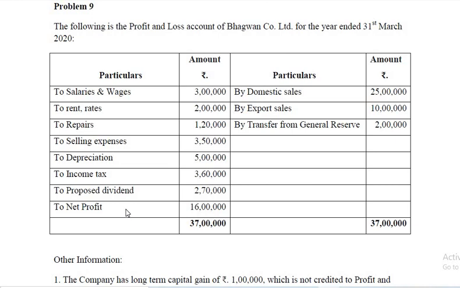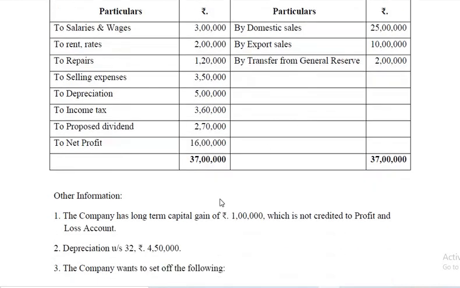So depreciation 5 lakh should be added and later on the same amount should be deducted. Then income tax is not allowed, that is to be added. Proposed dividend should be added. So all the three items to be added. Now what are the items to be deducted? So transfer from general reserve should be deducted. And again 5 lakh should be deducted, depreciation. Not this one, 4,50,000. It is the same amount that should be deducted.